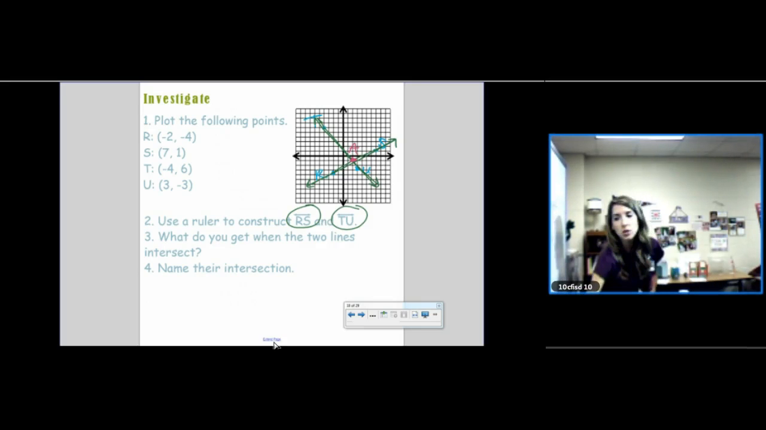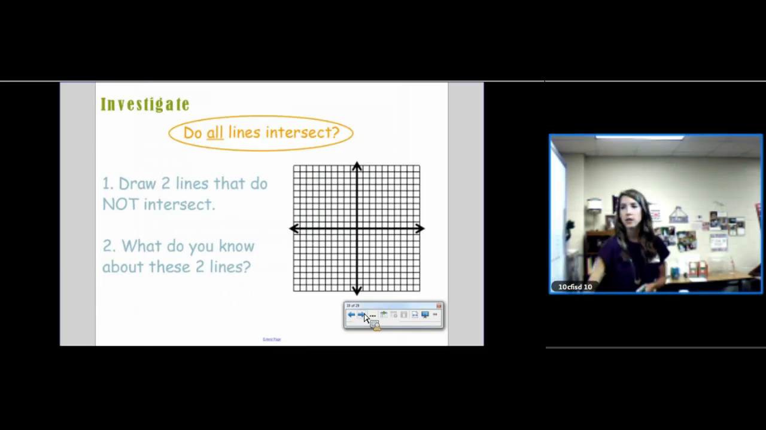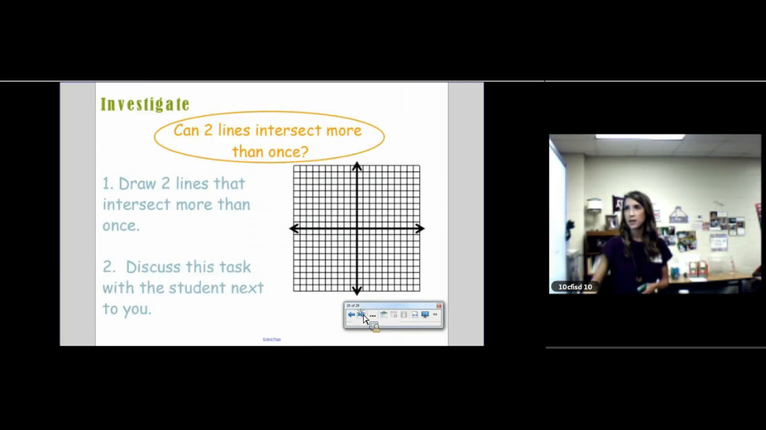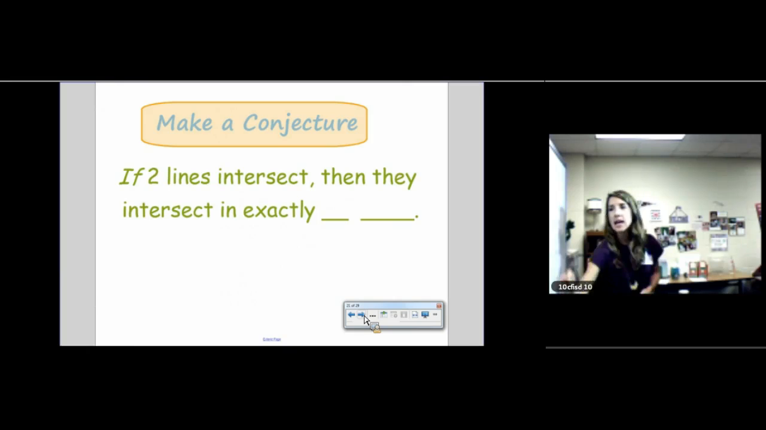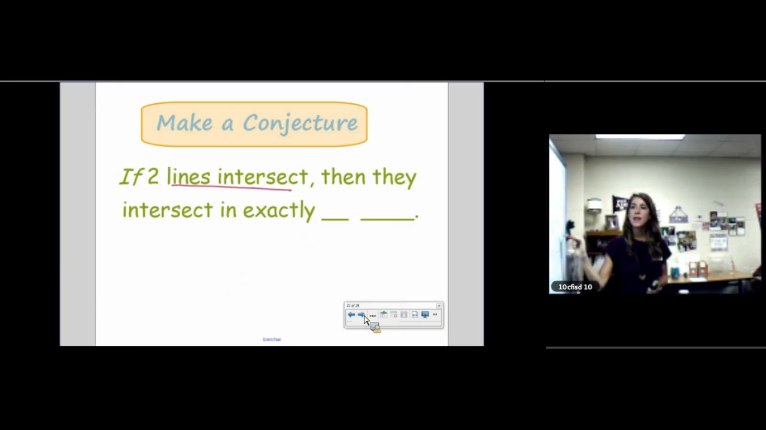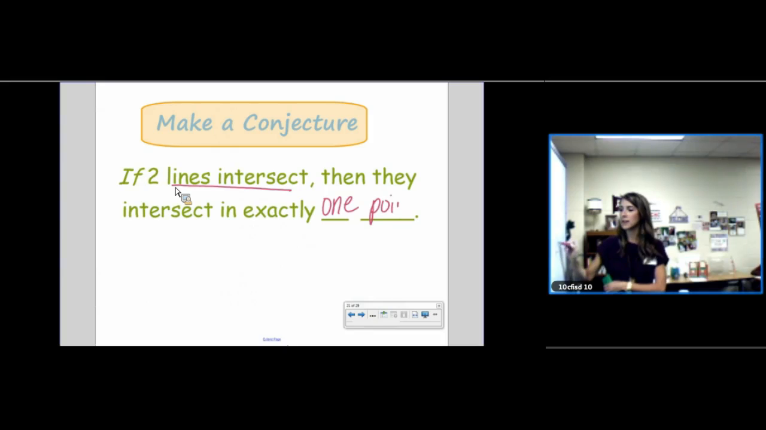So, when 2 lines cross, we're going to make a conjecture. If 2 lines intersect, then they intersect in exactly 1 point. So, when 2 lines intersect, we get a point. And you named it whatever you want. But we get a point.